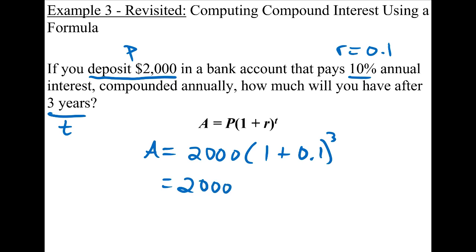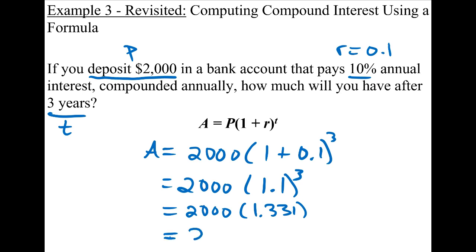So I'm going to simplify inside parentheses first and get 1.1. And then I'm going to cube that number. That gives me 1.331. And an important note, do not round until the end. So throughout this chapter, leave several decimal places past what you're going to need and then round at the very end. Okay, so when we multiply that by 2,000, we get 2,662 as our final answer, just like we did in the previous example, but with a lot less work.